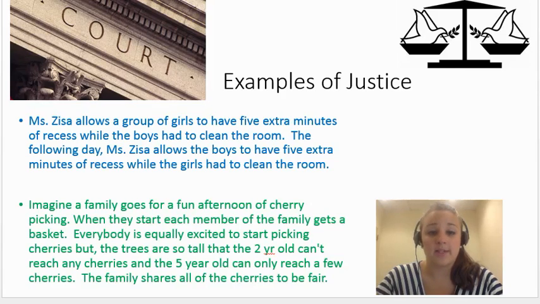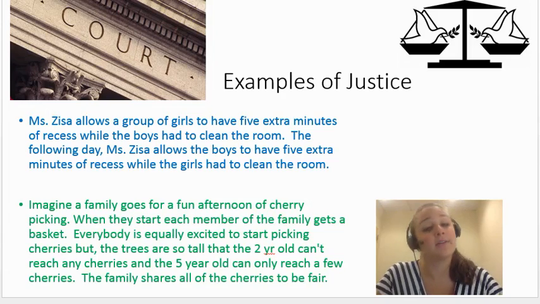So, some examples of justice. Let's say we're in elementary school and there's two groups, a group of girls and a group of boys. Now let's say that I give the girls an extra 5 minutes of recess and I make the boys stay inside to clean the room. Now that doesn't sound very fair, does it? But let's say then the next day I allow the boys to have an extra 5 minutes of recess while the girls have to stay inside. This is an example of justice or fairness because I am treating everyone the same.